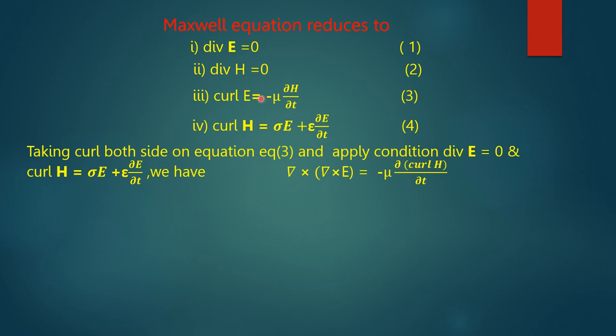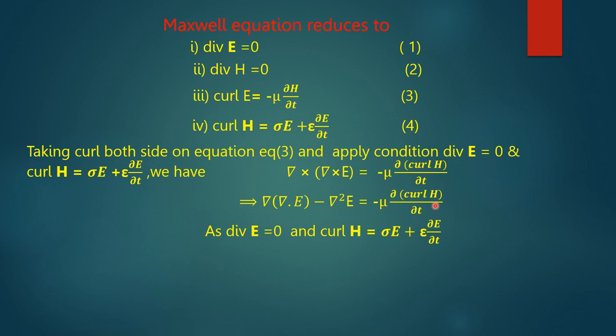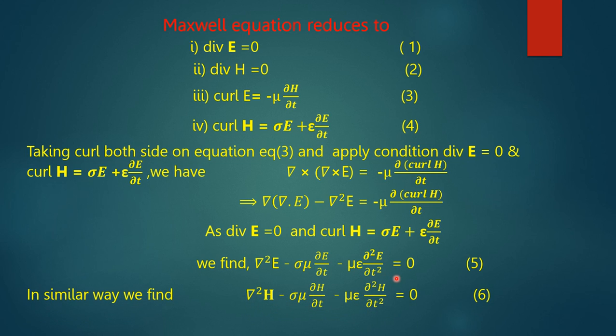That is, curl curl E is equal to minus mu del by del t of curl H. That is, gradient of divergence E minus del square E is equal to minus mu del by del t of curl H. As divergence of E is equal to 0 and curl H is equal to sigma E plus epsilon del E by del t, substituting this value in this equation, we find del square E minus sigma mu del E by del t minus mu epsilon del square E by del t square is equal to 0.